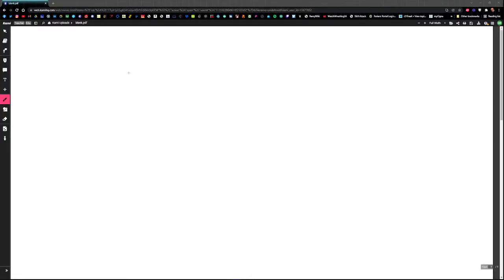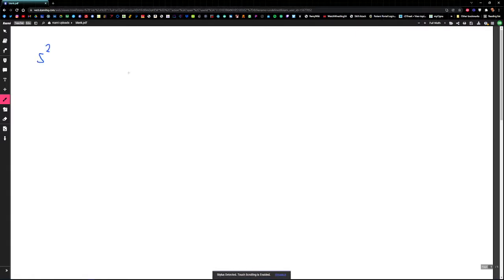This example asks you to factor this completely. So we have s squared t squared minus 2st plus 1 minus z squared.